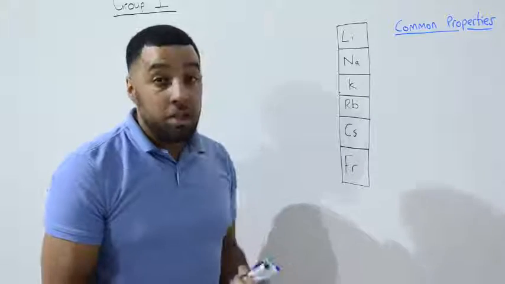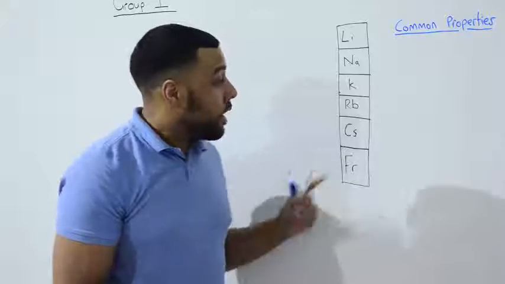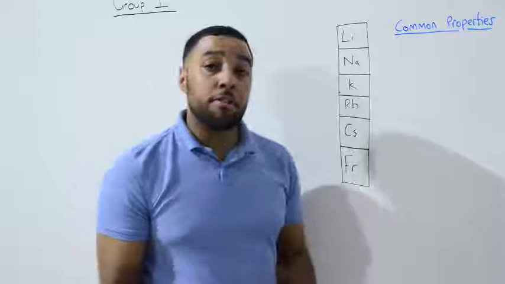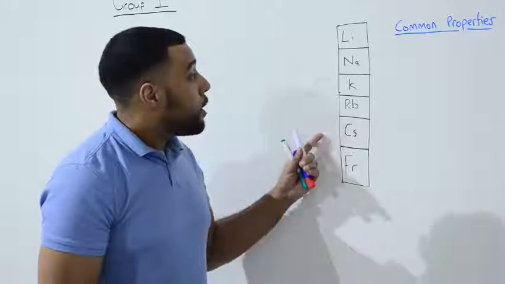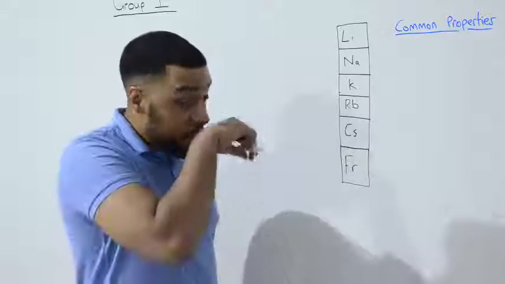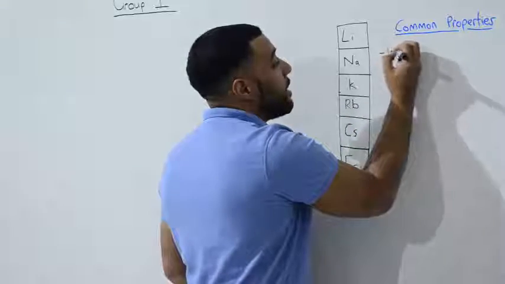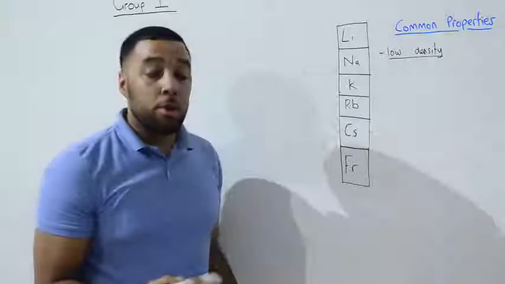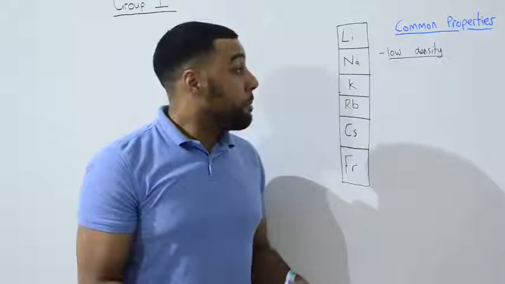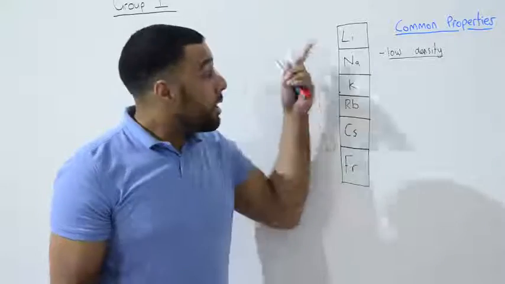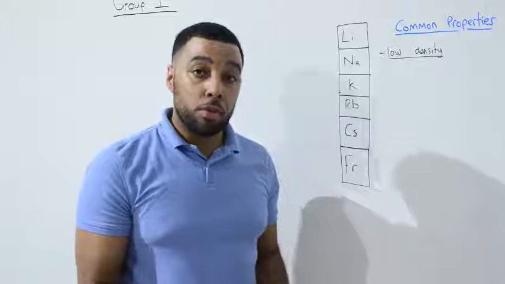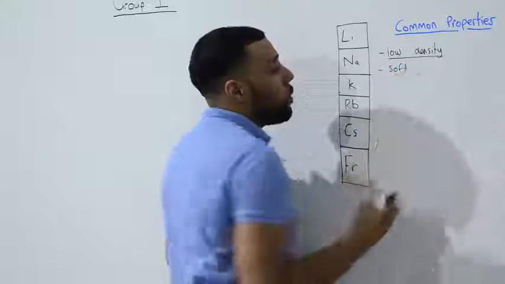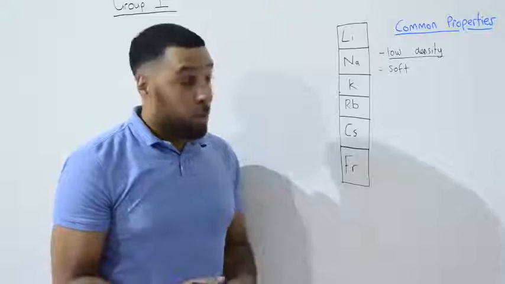For Group 1, you need to know some of the common properties about these elements. So let's start off with some of the common properties first before we get into their reactions. Some of the common properties for Group 1 elements is that they all have a very low density. And this can be seen when we put these Group 1 metals in water. You may have seen these reactions at school where lithium, sodium and potassium all float on top of water. They're all quite soft, which means that we can easily cut them with a knife.